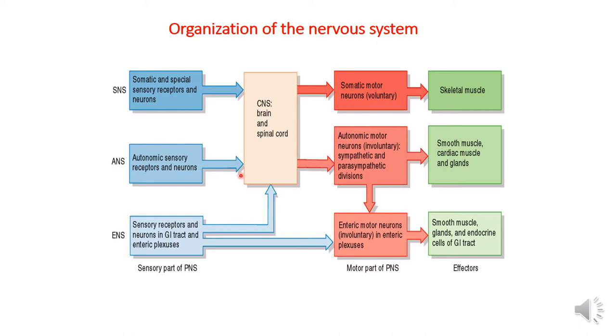The third division of the nervous system is the enteric nervous system. The enteric nervous system is controlling the activity of smooth muscle, glands, and endocrine cells of the gastrointestinal tract. It is formed of two plexuses present inside the wall of the gastrointestinal tract. It has motor supply of smooth muscle, glands, and endocrine cells, and also these cells, which are present inside the gastrointestinal tract, send afferent impulses, and sensory impulses are carried to the brain and spinal cord, and also controlling the activity of the enteric nervous system.